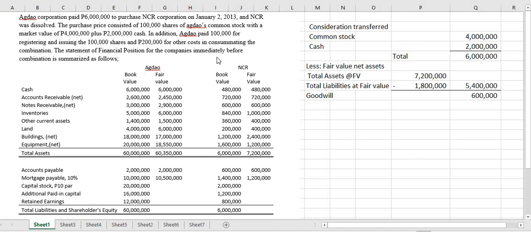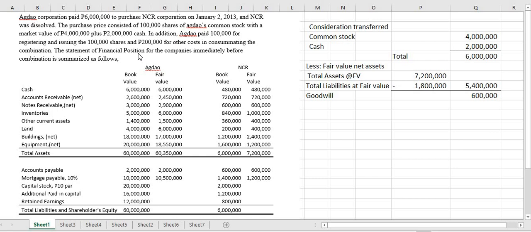Now, Agdao Corporation paid 6 million to purchase NCR Corporation on January 2, 2013, and NCR was dissolved. The purchase price consisted of 100,000 shares of Agdao's common stock with a market value of 4 million plus 2 million in cash. In addition, Agdao paid 100,000 for registering and issuing the 100,000 shares and 200,000 for other costs in consummating the combination.